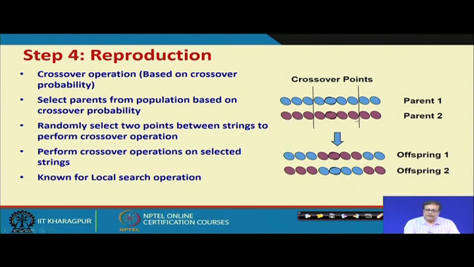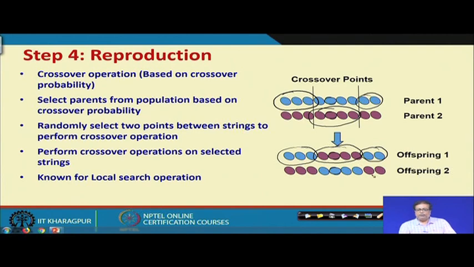The blue ones, the first offspring: the first 3 it inherits from parent 1. So, these are these 3. Then the last 2 also it takes from parent 1, but from parent 2 it takes these 4. So, you see these 4 are coming from parent 2. This becomes offspring 1, and the remaining ones will constitute offspring 2. So, this is an example of the crossover.